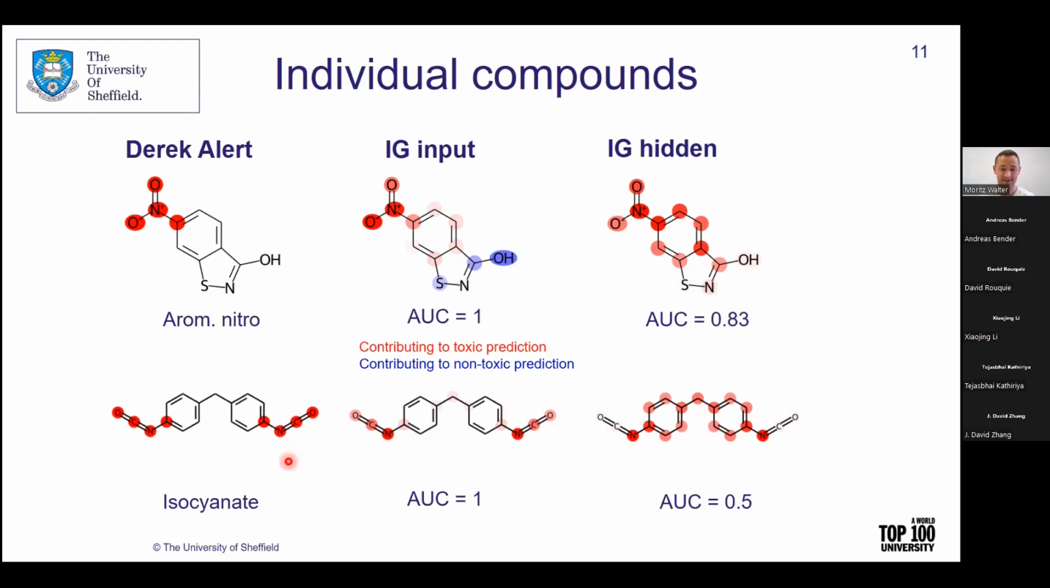On the other hand, in the second example, isocyanate, IG input also gives a perfect AUC score, but IG hidden fails to detect the isocyanate group correctly. Sometimes this happened in the data set with infrequent alerts, and isocyanate was an alert that was not very frequent in the data set. So this is a situation where the method fails to come up with a good explanation.